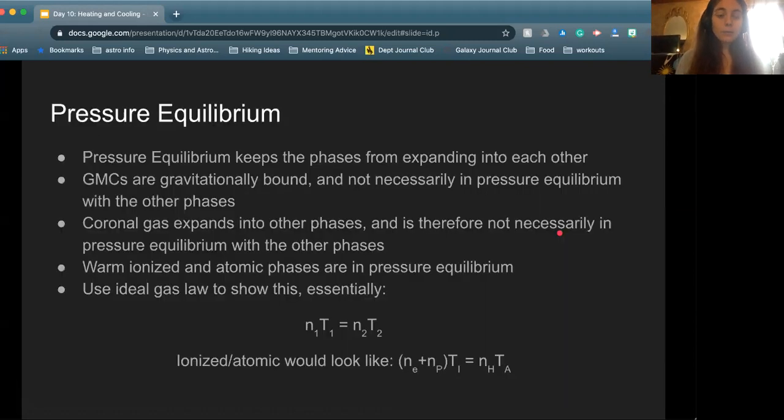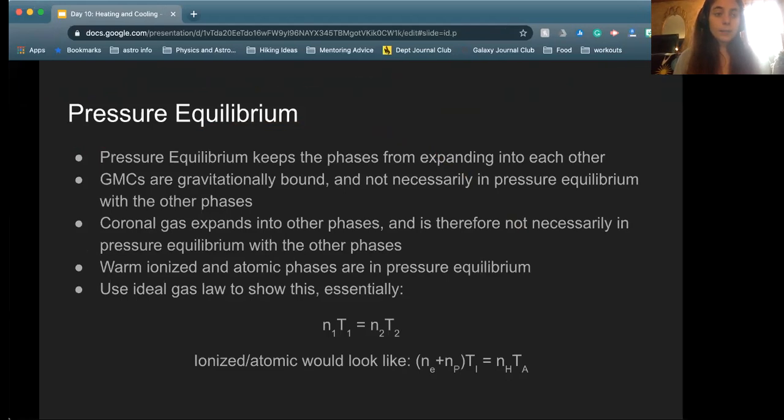Now we're going to move into some new stuff, thinking about our equilibrium conditions. We're going to focus on two: pressure equilibrium and thermal equilibrium. Pressure equilibrium we're going to look at fairly quickly and simply. Pressure equilibrium is just what keeps the phases of the ISM from expanding into each other.